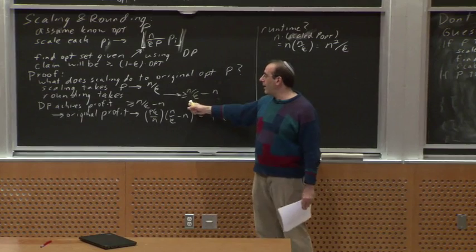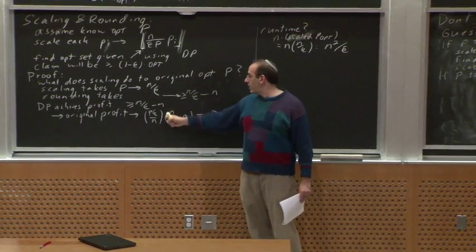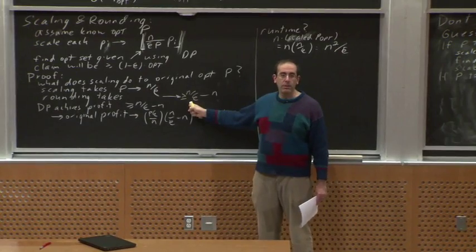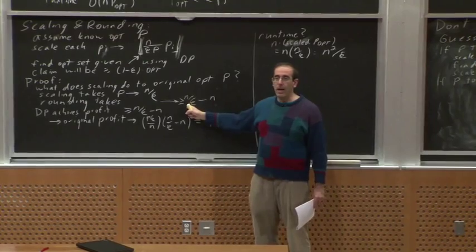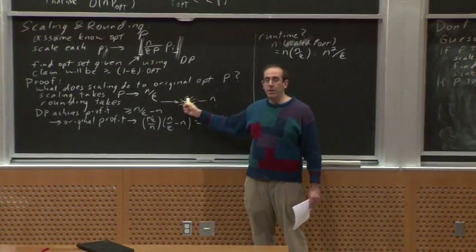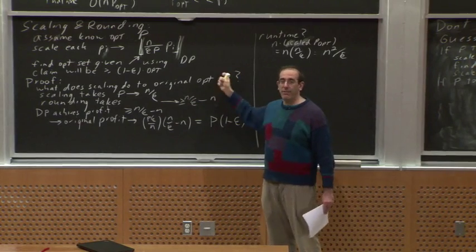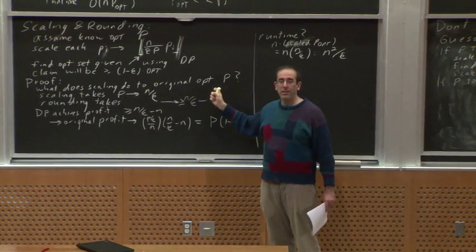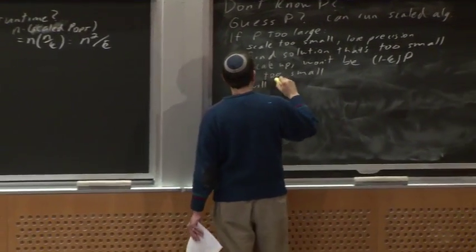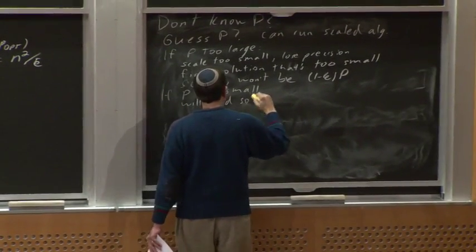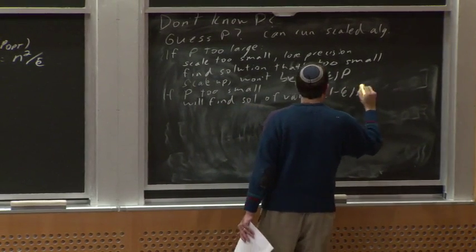But actually, the way that I defined this algorithm, I'm just going to look for a solution of value n over epsilon. And I'll stop when I find one. So I'll still run for n over epsilon time. I will find a solution of value n over epsilon. And when I scale it up, I will find a solution of value 1 minus epsilon p.